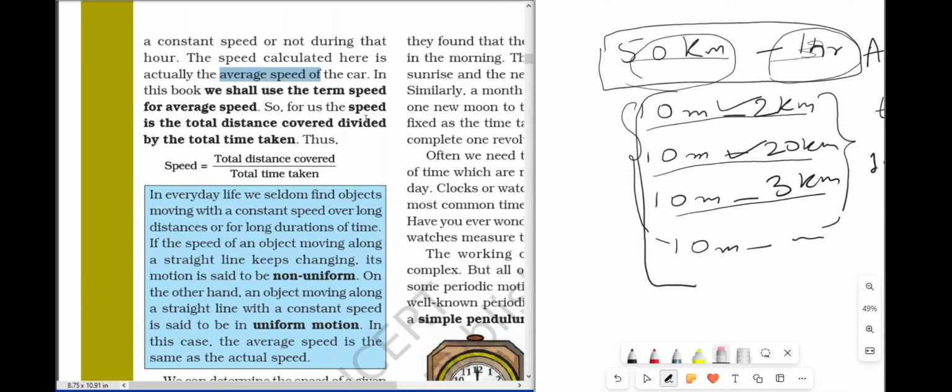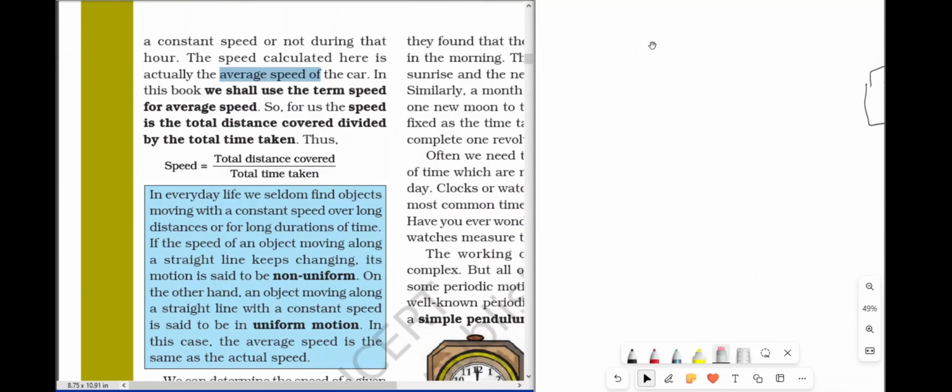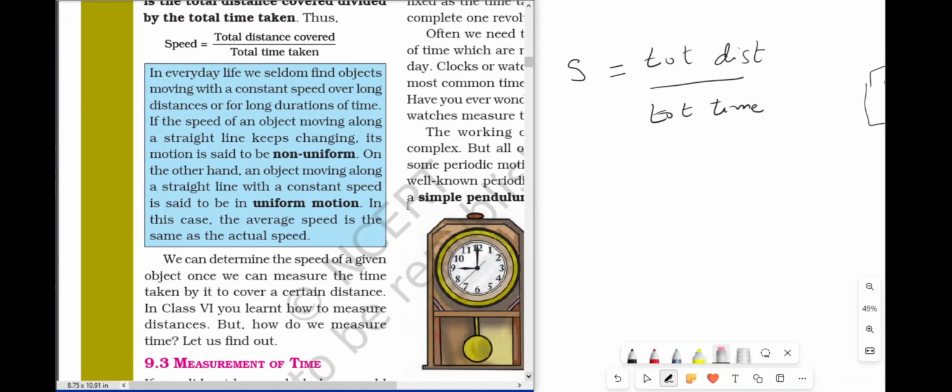तो इस बुक में और आपकी क्लास के लिए हम क्या मान के चलेंगे कि जो हम स्पीड ले रहे हैं, that is actually the average speed, and it means that the speed is defined by total distance covered upon total time taken to cover that distance. And this is the formula for speed. So just let's move on.